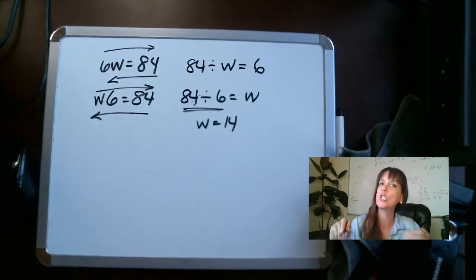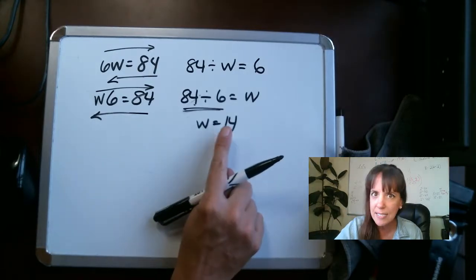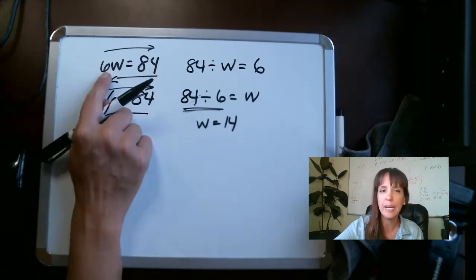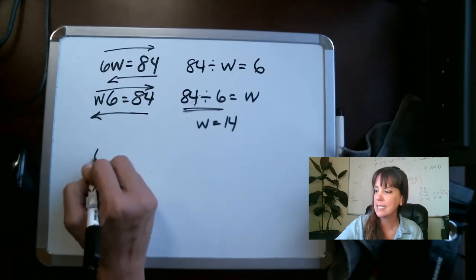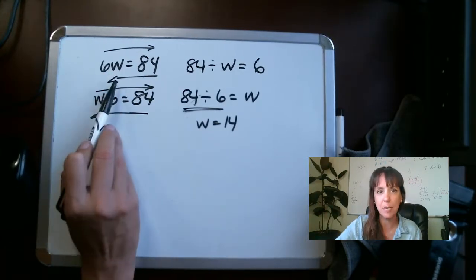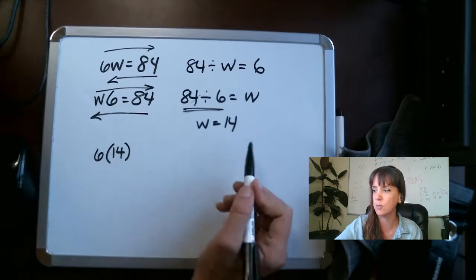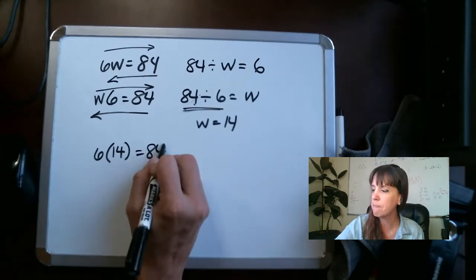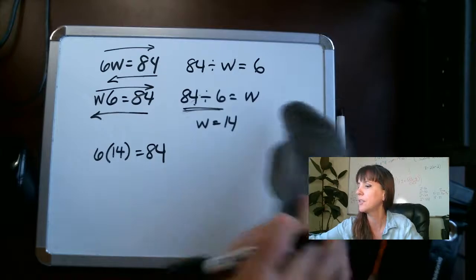And guys, just like those addition and subtraction problems, you can always take this number and plug it in up here. Sure enough, 6 times, and instead of W, I'm going to put 14, because that's what we said it equals, is going to give us 84. 6 times 14 is definitely going to give us 84.